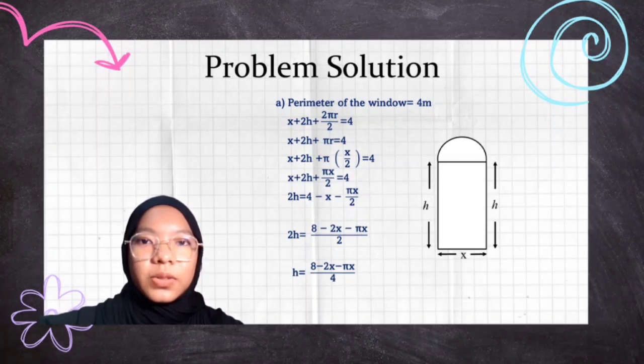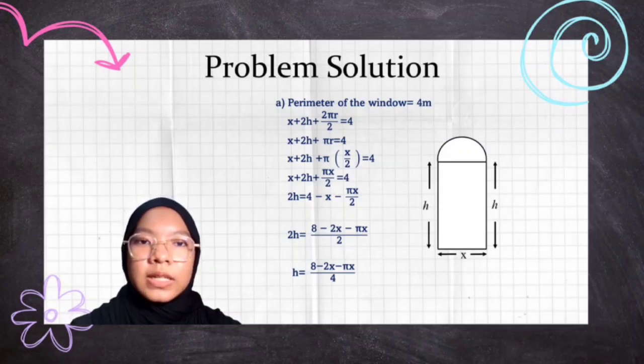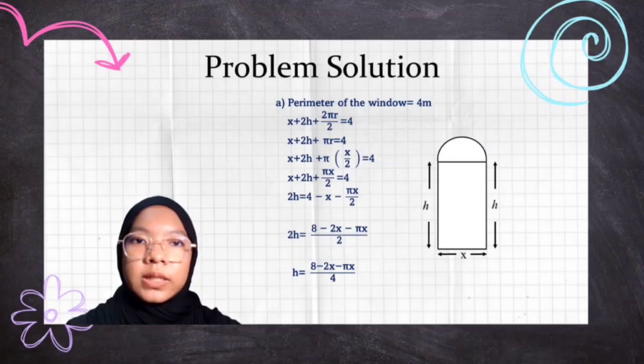The solution for question A, express h in terms of x. Firstly, we need to apply the perimeter formula. The value of the perimeter that has been given in the question is equal to 4. So we just insert the value into the equation. It will be x plus h plus 2 pi r over 2 equals to 4. After that, we will get a new equation, x plus 2h plus pi r equals to 4.